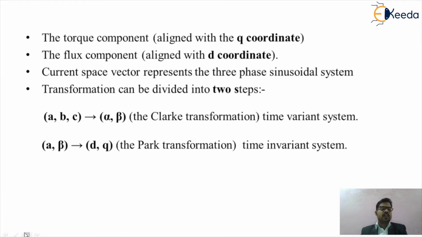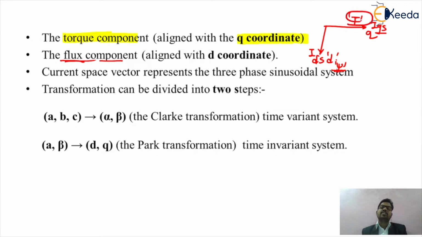So friends, as we see in that particular scheme, the torque component will be available along with the q coordinate. As we have seen from the phasor diagram, this will be the IDS and this will be the IQS. So this is the q axis component, this is the d axis component. The d axis component gives the production of flux, called psi, and the q axis component gives the value of the torque.